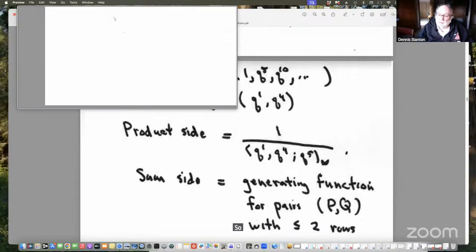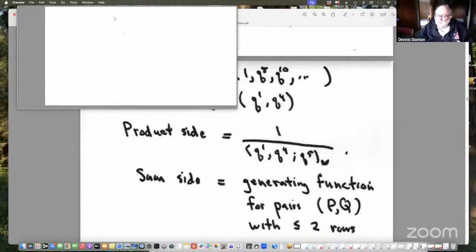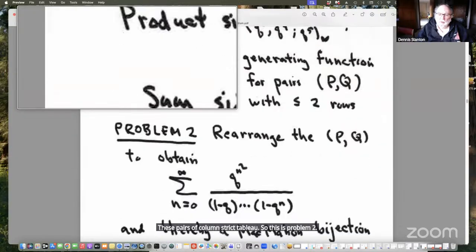So we know there's a bijection now between the product side of Rogers-Ramanujan and these pairs of column strict tableaux. So this is problem 2. Rearrange these pairs of column strict tableaux to obtain the sum side. And if you do that, you'll have a McMahon bijection. There's no minuses anywhere in this. Everything is strictly positive. The very first step is Robinson-Schensted-Knuth.